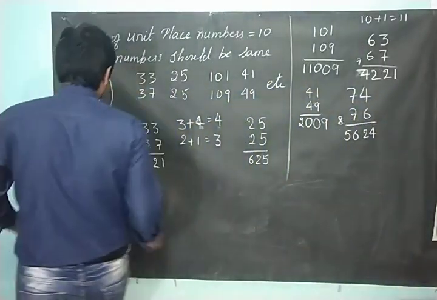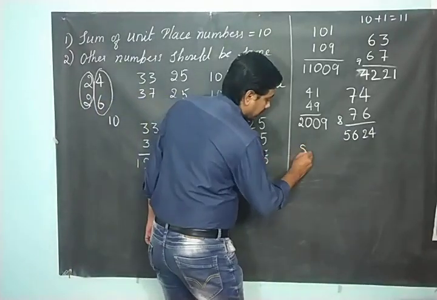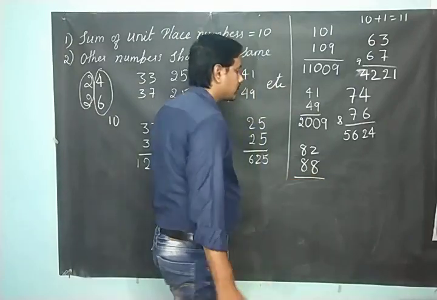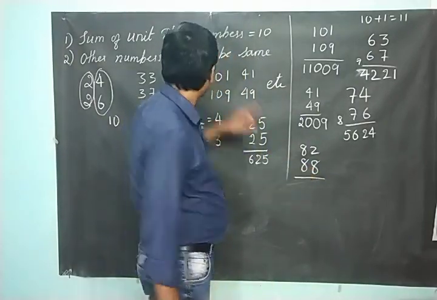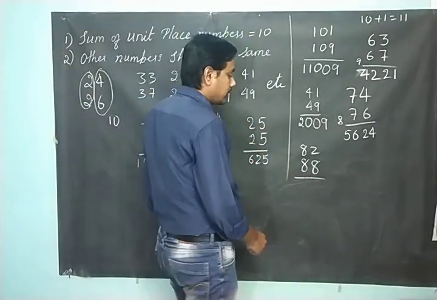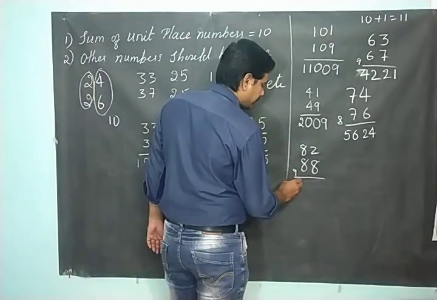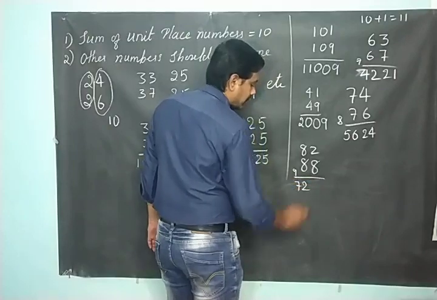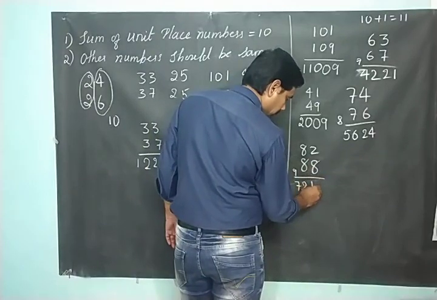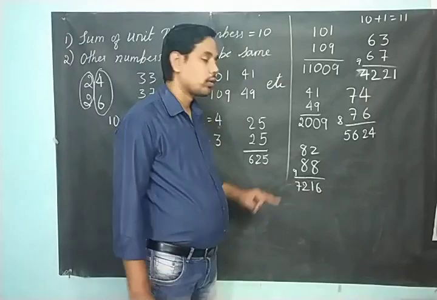For example, we can take here itself 82 into 88. So 2 plus 8 is 10. Definitely the first condition is satisfied. Second, 8 and 8 both are the same. So we can apply the trick. 8 plus 1 is 9. 9 into 8 is 72. And 8 into 2 is 16. So this is what the trick is all about.